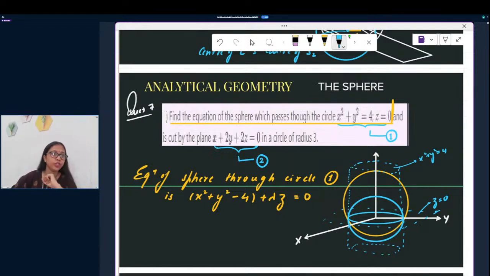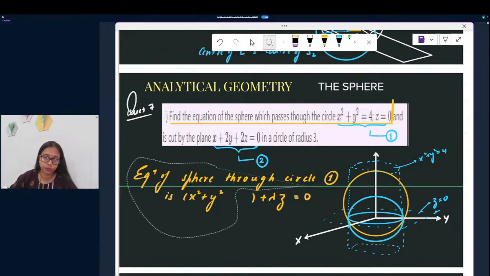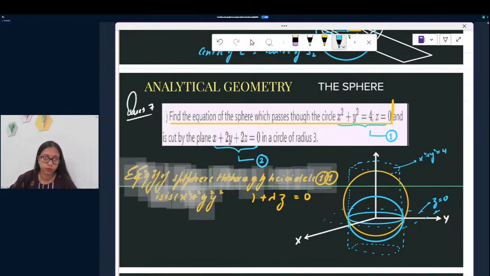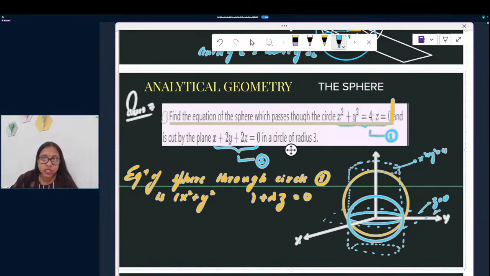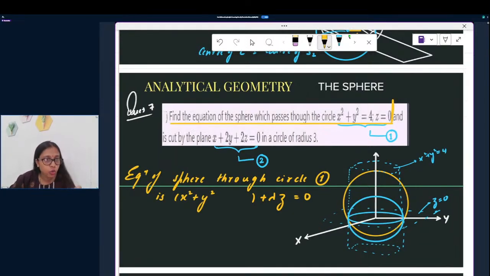Now I know how to proceed. If I have the equation of a circle as an intersection of a sphere and a plane, then I can find the equation of the sphere as the first equation plus lambda times the next equation. So, as you can see, I have taken a sphere which is a sphere whose great circle is my obtained circle.